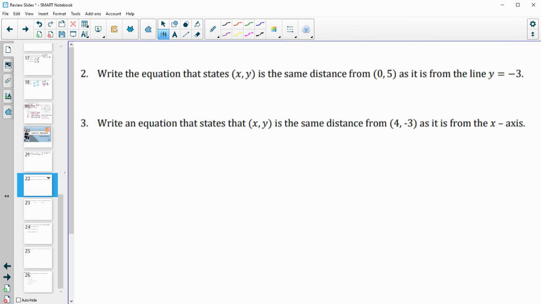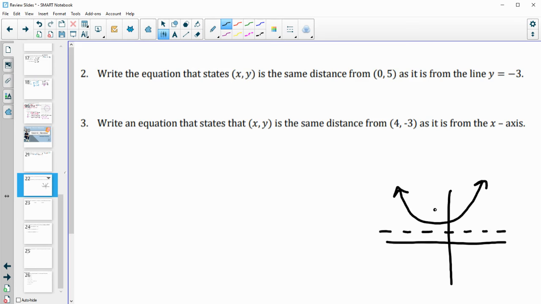So write the equation that states x, y is the same distance from 0, 5 as it is from this line. And that's the definition of a parabola. So a parabola is the set of all points that are equidistant from some directrix and focus. And so what this is asking us to do is write the equation of the parabola with this focus and this directrix. So we're going to do y minus the directrix squared, and the directrix is this negative 3.